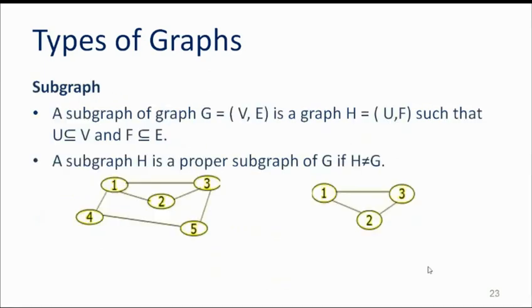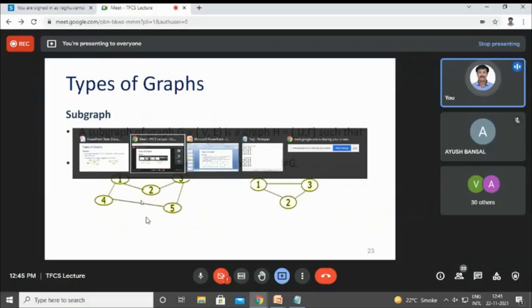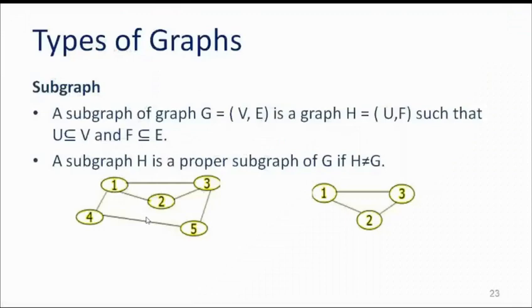Types of graphs, here subgraphs. A subgraph of a graph G is a graph H, that is, it's a part of the graph. We have already seen the subgraph in the last lecture itself. So here, if you look at this graph, 1, 2, 3 is the subgraph of the main graph 1, 2, 3, 4, 5.